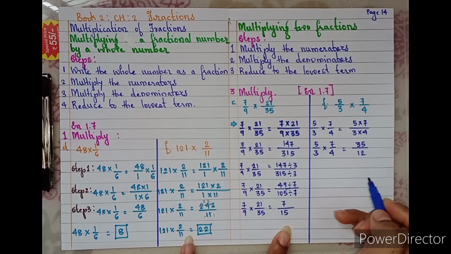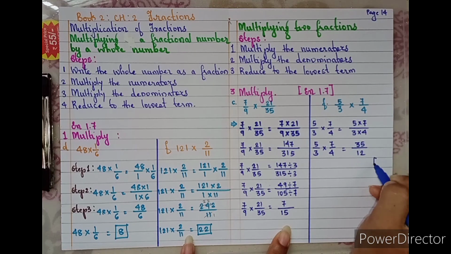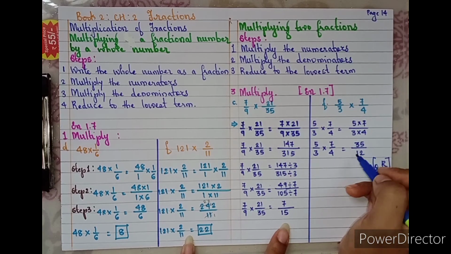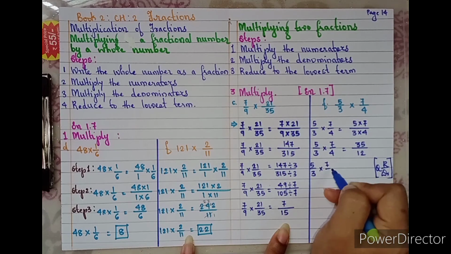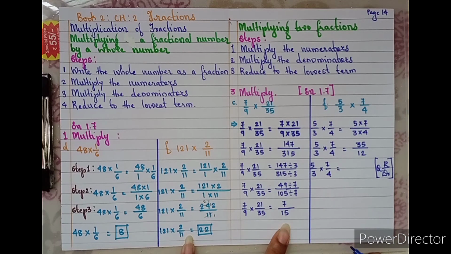So you have the formula, isn't it? We have to divide and use this formula, that is Q is to R by D, to convert the improper fraction to a mixed fraction. Therefore 5 by 3 into 7 by 4 equals, so let's divide.